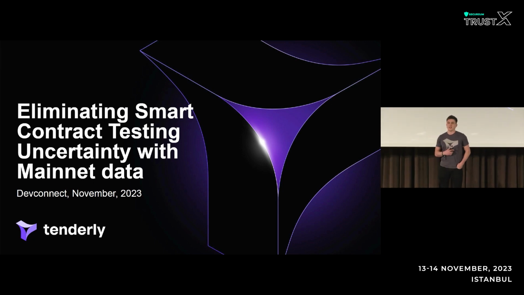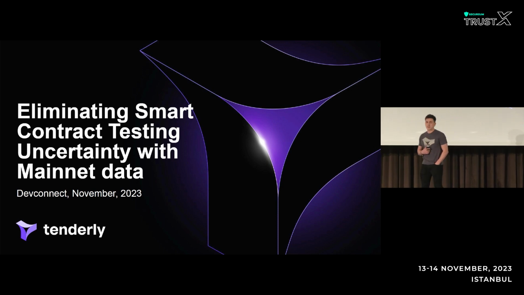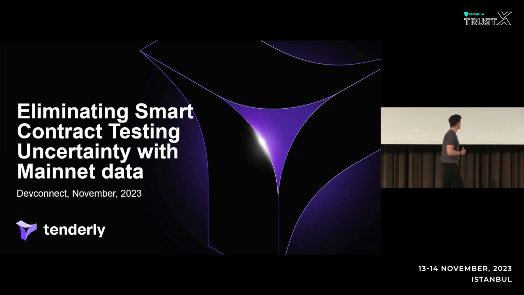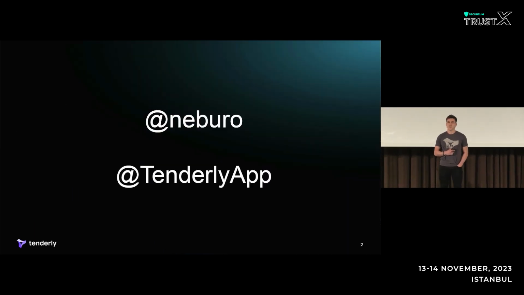Another testing talk. So I'll be talking about eliminating smart contract testing uncertainty using the Mainnet data. My name is Nebush. I'm one of the co-founders at Tenderly.